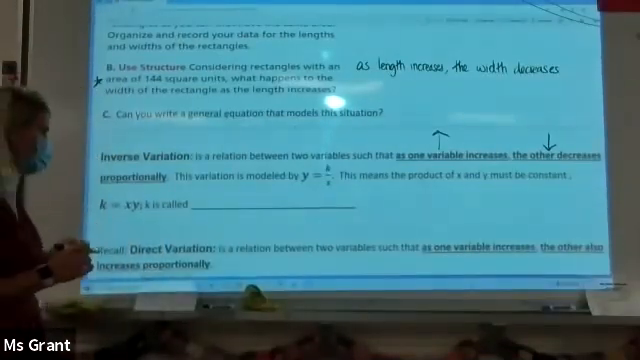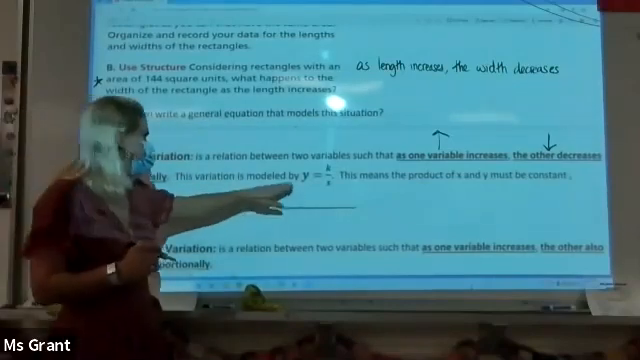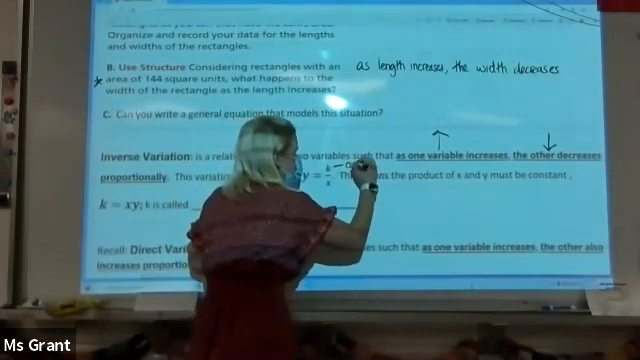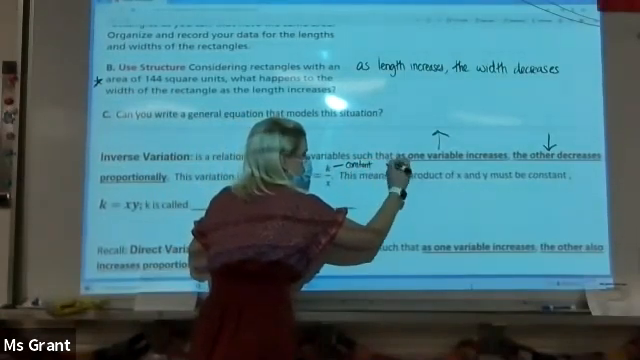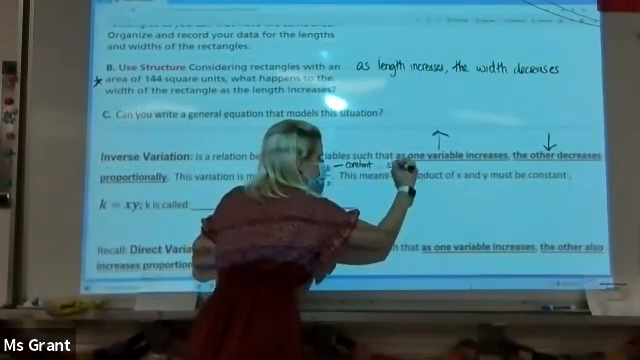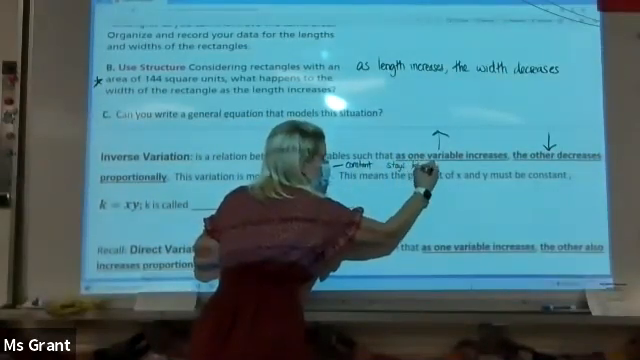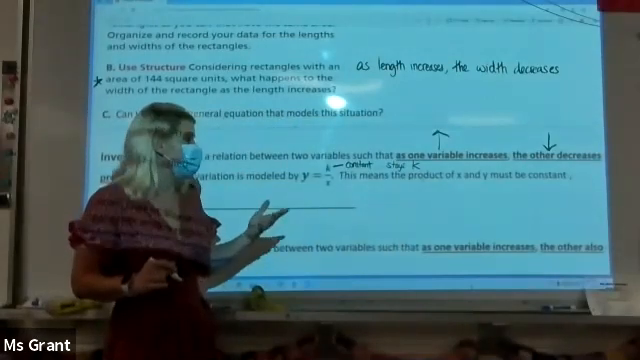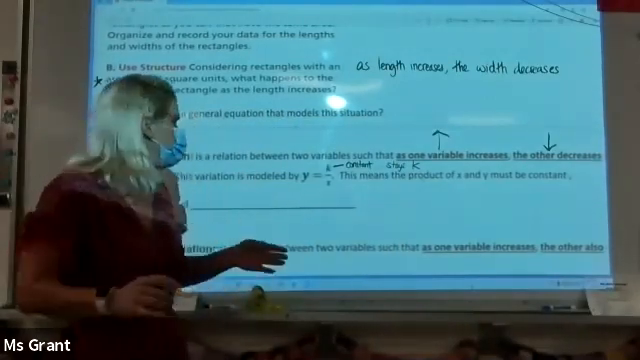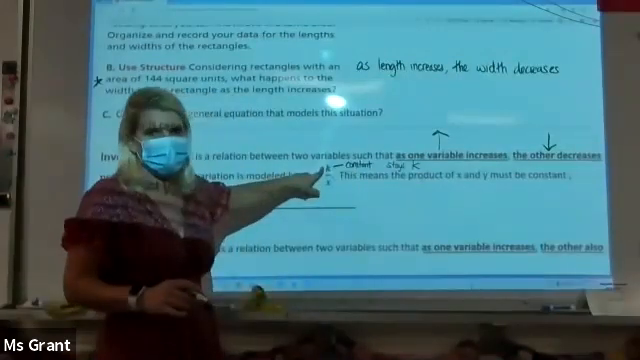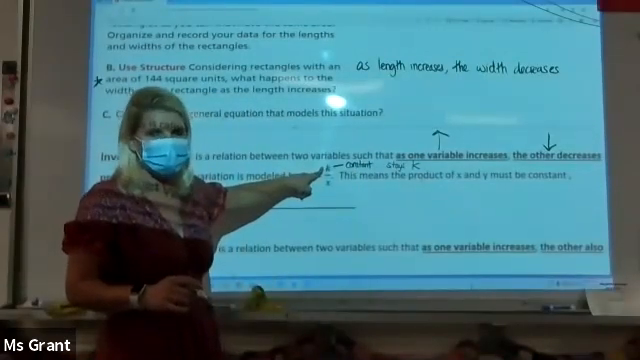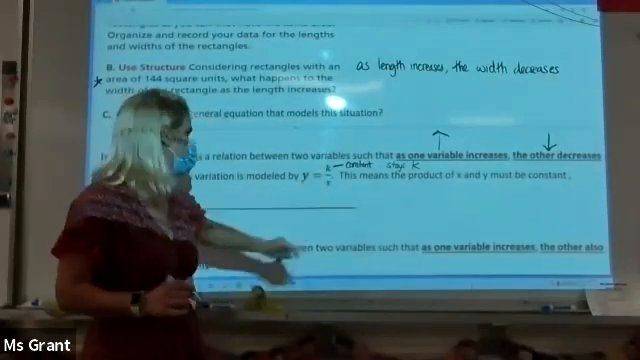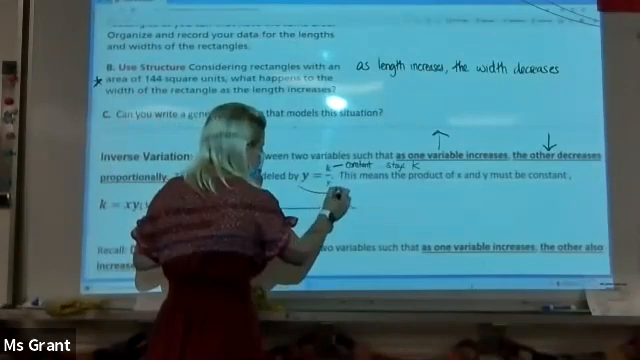Here's my formula. This variation is modeled by y equals k over x. K is my constant. My constant stays K. Sometimes I'll be asked, once I find out what K is, to use that, but I always put a K in my inverse variation equation, and it's the y and the x that gets substituted in. So I've got this.